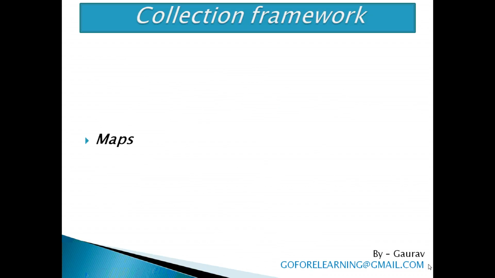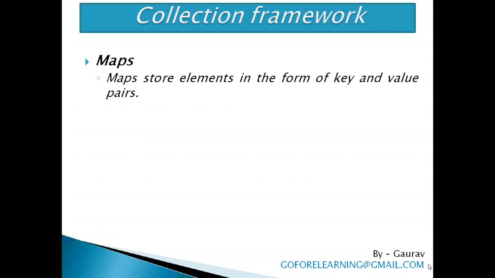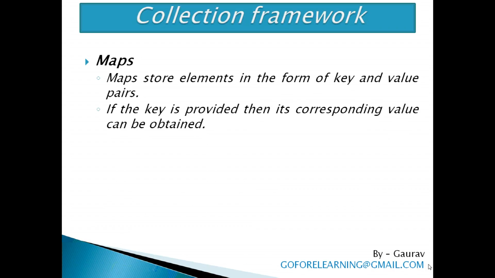Last one is maps. Maps store elements in the form of key and value pairs. If the key is provided, then its corresponding value can be obtained. Of course, the key should have a unique value. Implementation classes are HashMap and Hashtable.